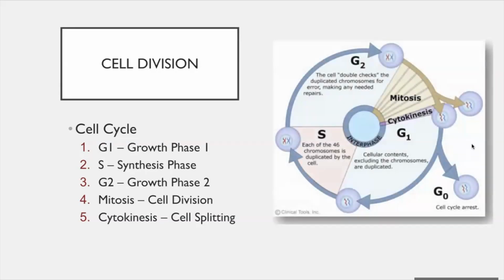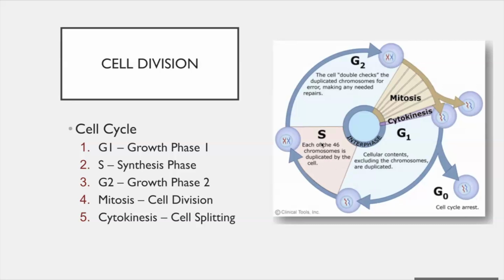So the image over here lays this cell cycle out for us. So first we have G1, which is the growth phase. This is when cellular contents, excluding the chromosomes, are duplicated. If the cell is deemed unfit to undergo the cell cycle, it enters G0, which is cell cycle arrest.